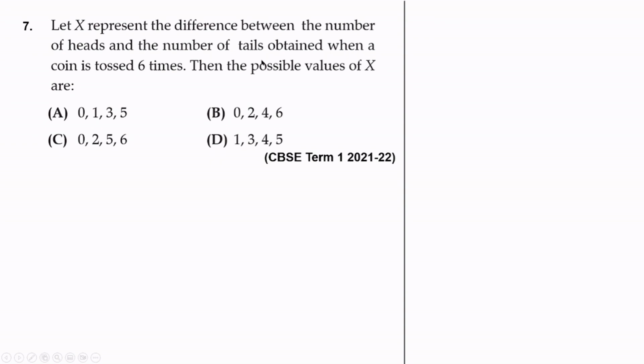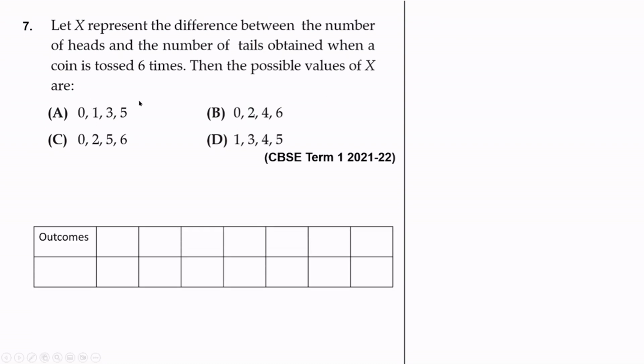Next question. Let X represent the difference between the number of heads and number of tails obtained when a coin is tossed 6 times. Then the possible values of X are. So here we have a random variable X which represents the difference between the number of heads and number of tails obtained when a coin is tossed 6 times. We have to find the values which X can take. So when a coin is tossed 6 times, the various outcomes that are possible are either we can get 0 heads, 6 tails, 1 head, 5 tails, then 2 heads, 4 tails, 3 heads, 3 tails, or 4 heads, 2 tails, or 5 heads, 1 tail, or 6 heads, no tails. So these are the various outcomes.